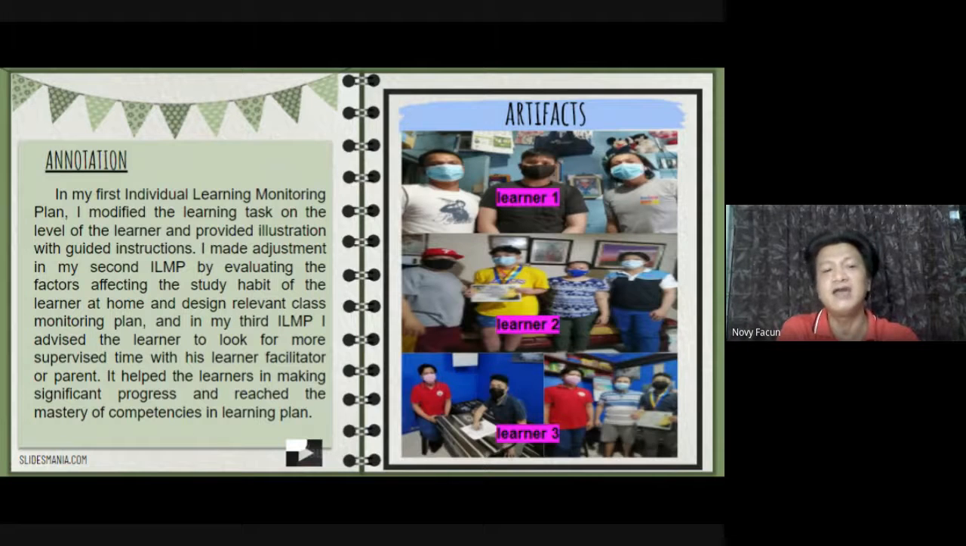And in my third ILMP, I advised the learner to look for more supervised time with his learner facilitator or parent. It helped the learners in making significant progress and reach the mastery of the competencies in the learning plan. Kailangan makita natin, no? Hindi pwedeng yung same activities mo, kaya din ng bata. Kailangan, kasi iba-iba silang katangian, yung diversity of learners. Kailangan i-adjust mo yung strategy mo para yung lesson ay maging makuha niya. Okay, kaya matutunan niya siya. But same competency. Okay, so yun yung consider natin siya.